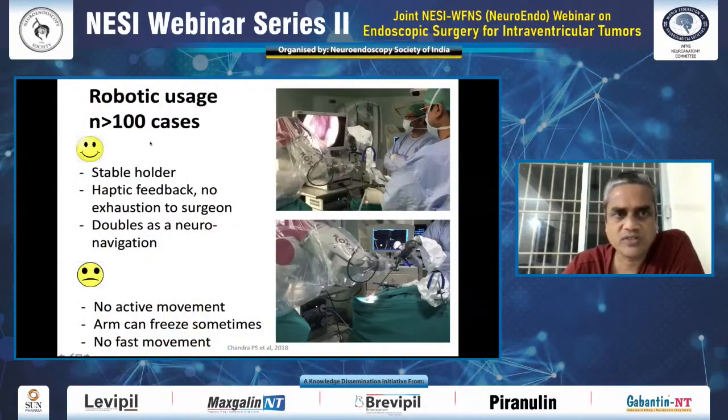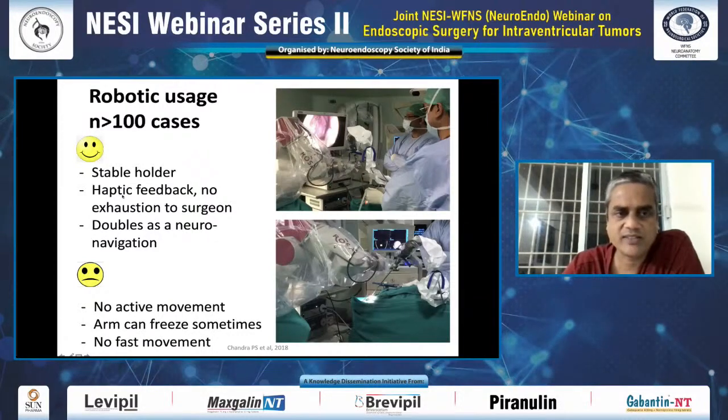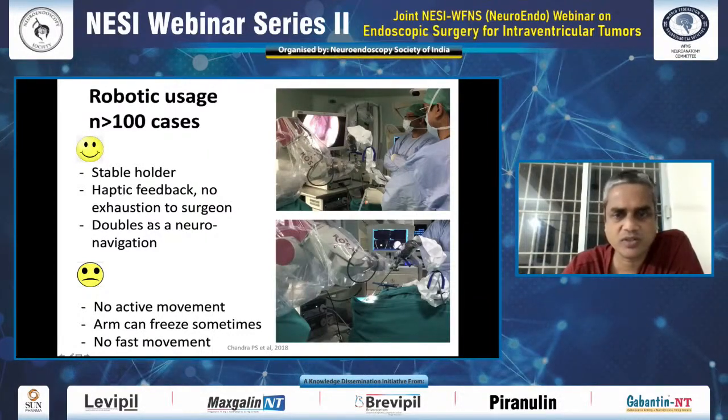So we have used the robotic system for more than 100 cases. Obviously, it's a very stable holder. There is excellent haptic feedback, so there's no exhaustion to the surgeon.